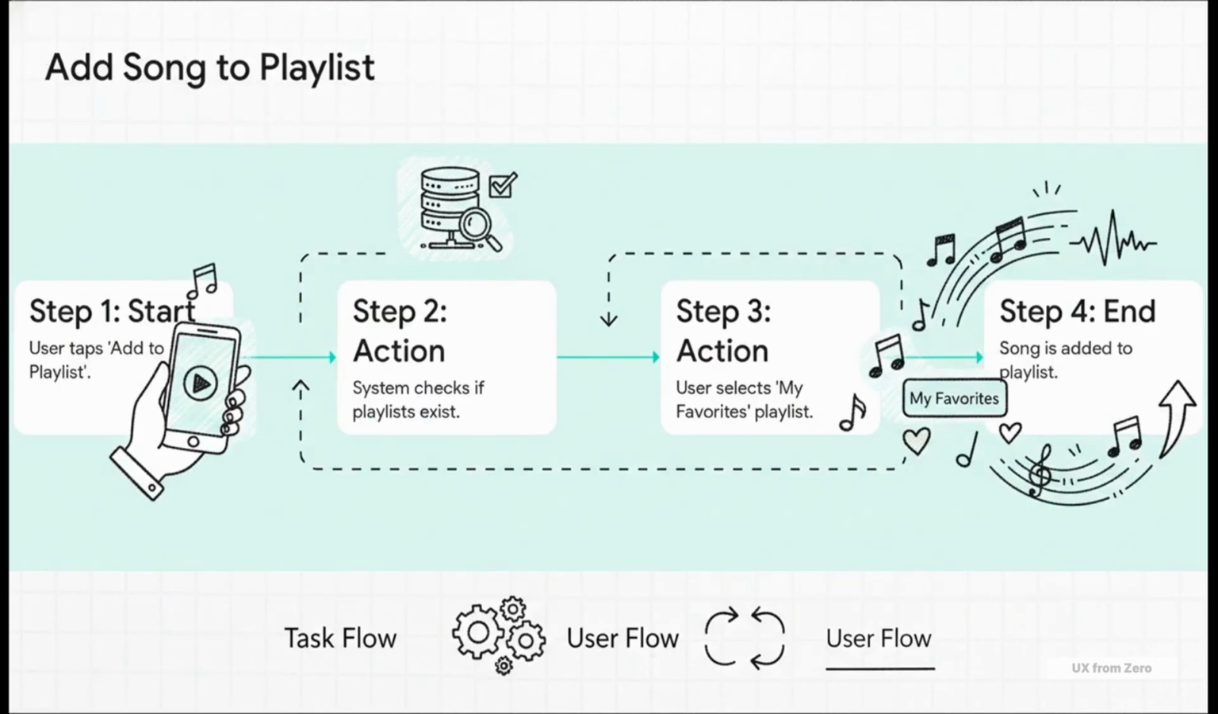Let's make this real. Imagine adding a song to a playlist. You tap the add button, you pick your favorites playlist, and boom, the song is added. See? It's simple, it's linear, and it ends in success. This task flow doesn't care what happens if you don't have a playlist yet, or if the song is already in there. Nope, it's just the recipe for getting it done right.